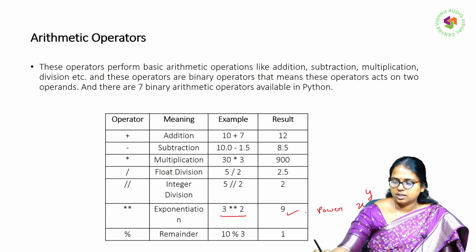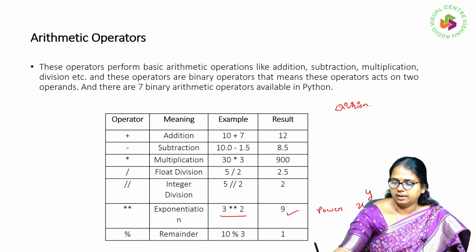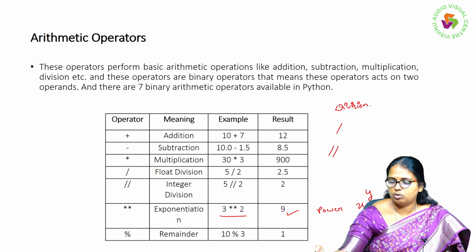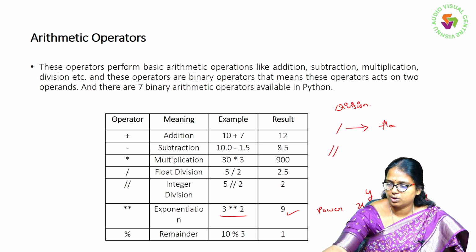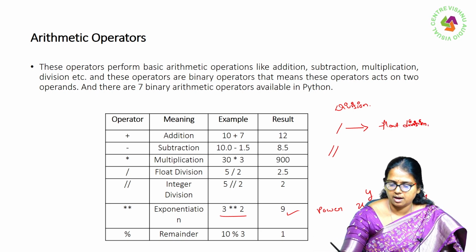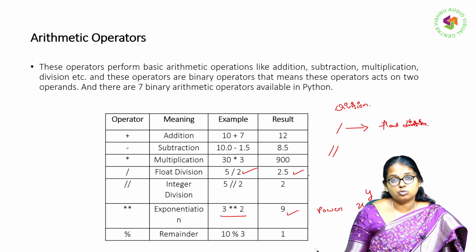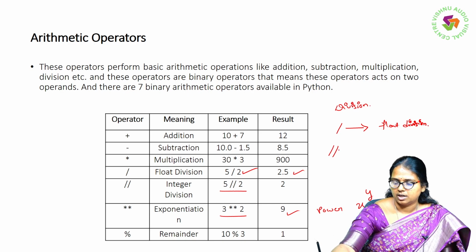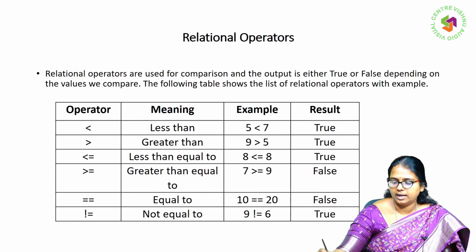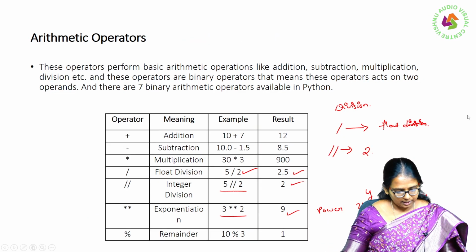When you consider division, we need to notice one thing. For division, here we have two operators. The single slash will give a float division. For example, if I perform 5 / 2, it will give the value 2.5. The double slash is nothing but integer division. It will give 2, only the integer value as output. This is about the arithmetic operators.